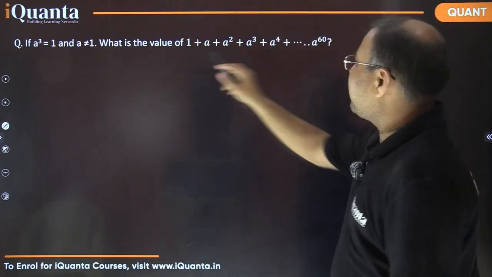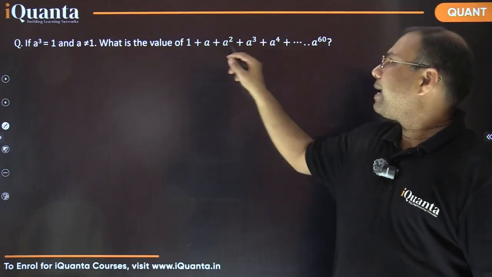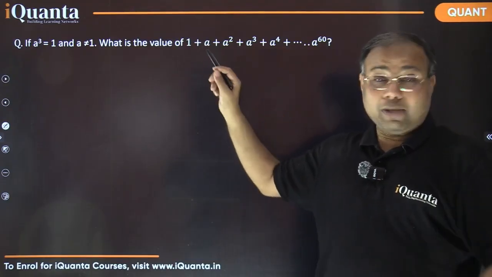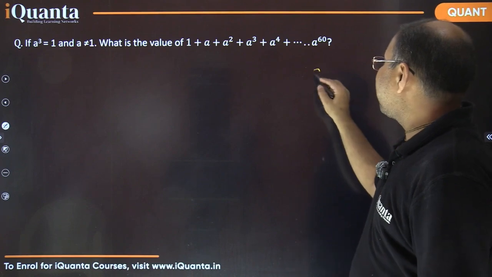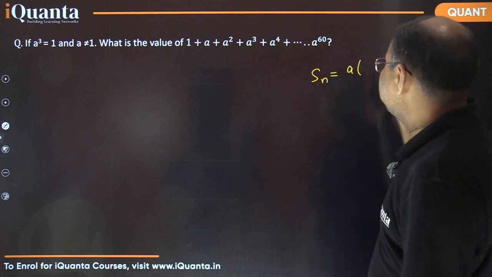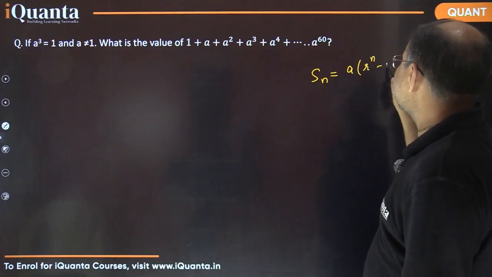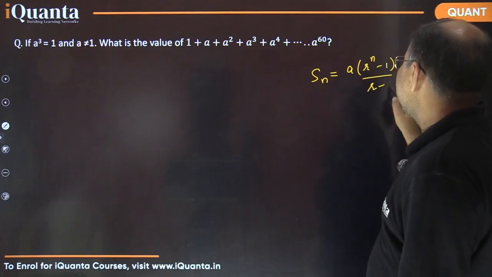So this is a GP of 61 terms, right? Where 1 is the first term and a is the common ratio, right? If you are familiar with that, the sum of n terms of a GP is given by a into r raised to power n minus 1 divided by r minus 1, where r is the common ratio.